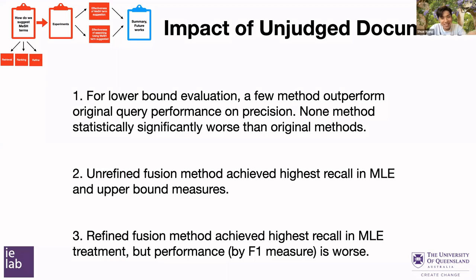And so I just conclude the points here. The first finding is that for lower bound evaluation, we do find some methods that are performing better than the original query on precision. Even though most of them are worse, none of them are statistically significantly worse.